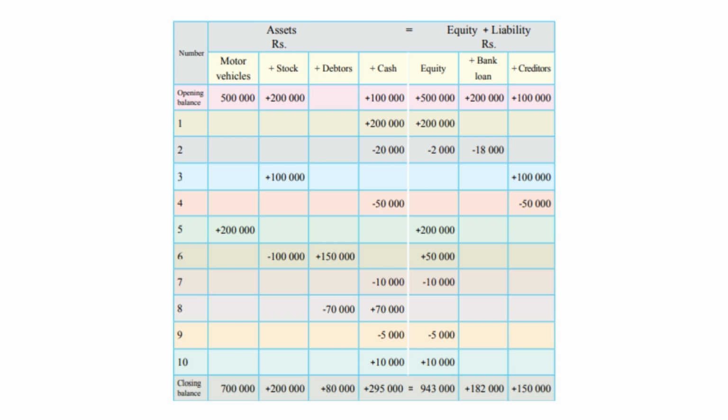Total of motor vehicles is 700,000, stock 200,000, debtors 80,000, and cash 295,000. Then equity is 943,000, bank loan 182,000, and creditors 150,000. Then if we see the total assets, it's 1,275,000, and equity 943,000 plus liabilities 332,000 is also 1,275,000. So both sides are equal.